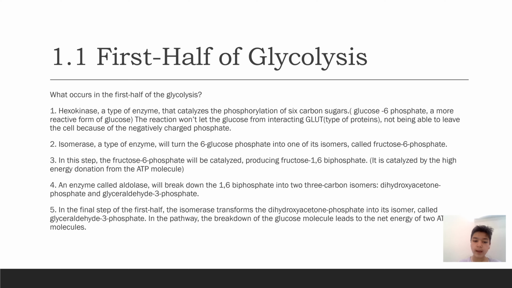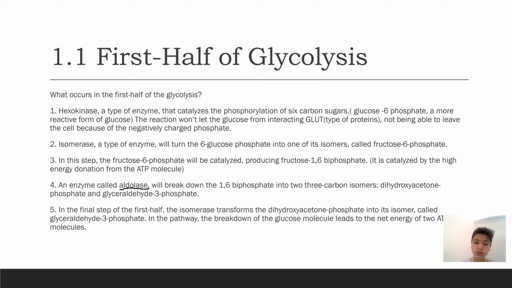An enzyme called aldolase will break down the fructose 1,6-bisphosphate, which is the bisphosphate produced in the third step, into 3-carbon isomers: dihydroxyacetone phosphate and glyceraldehyde 3-phosphate. These are the 2 types of isomers produced from the breakdown of fructose 1,6-bisphosphate.